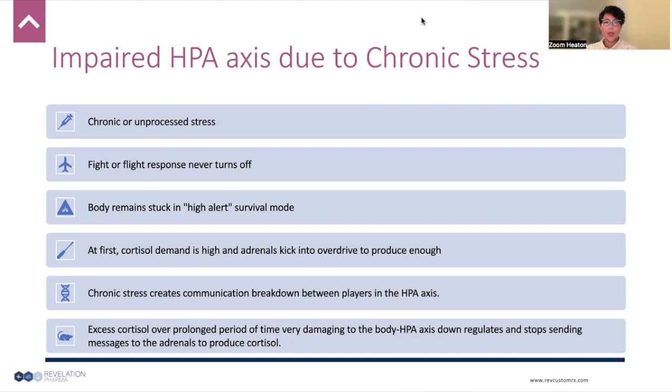So it's almost like a protective mechanism that's intended for us to have enough cortisol to survive that stress. But if this goes on too long, it can lead to, of course, deficiencies in other hormones that are made from pregnenolone. And chronic stress creates communication breakdown between the players in the HPA axis. Excess cortisol over a prolonged period of time is very damaging to the body. The HPA axis actually downregulates and just stops sending messages to the adrenals to produce cortisol.